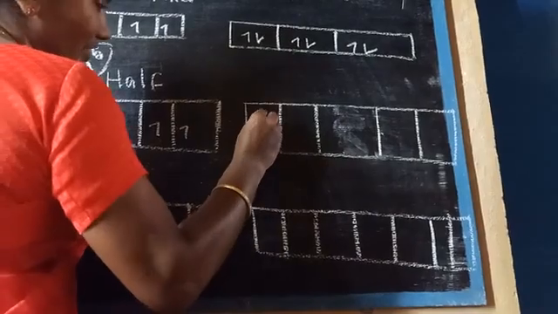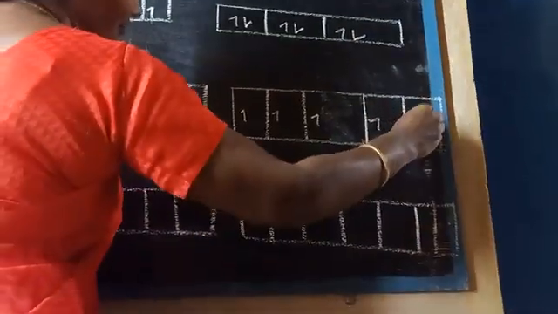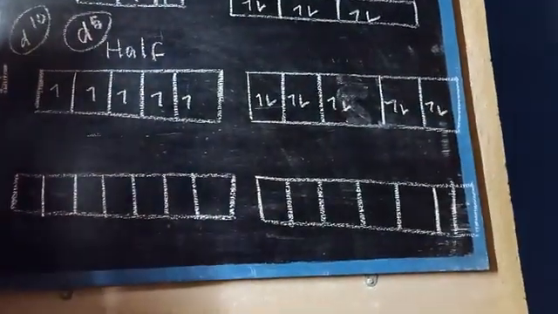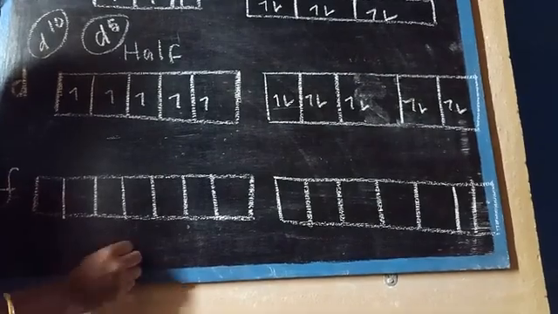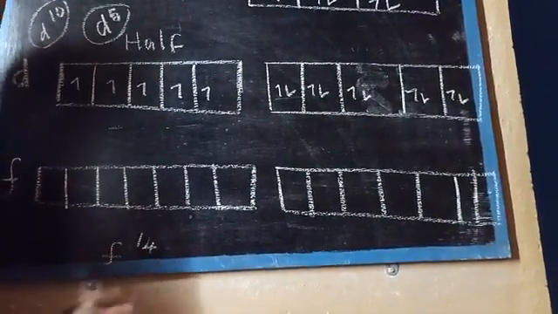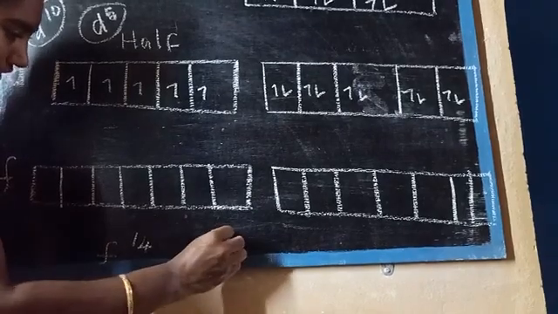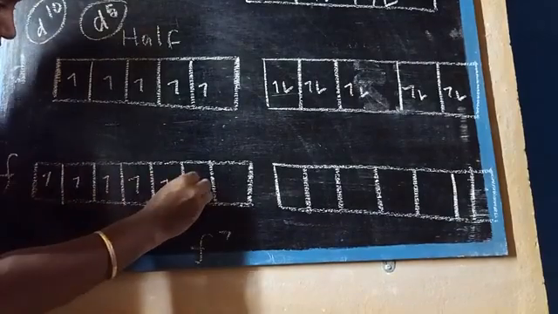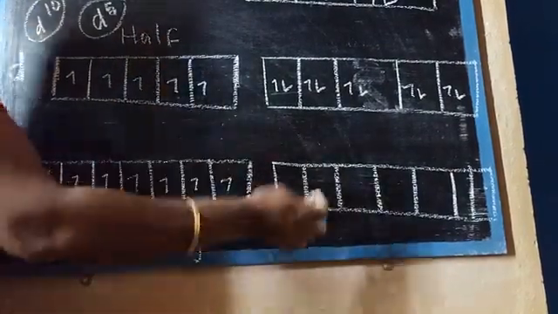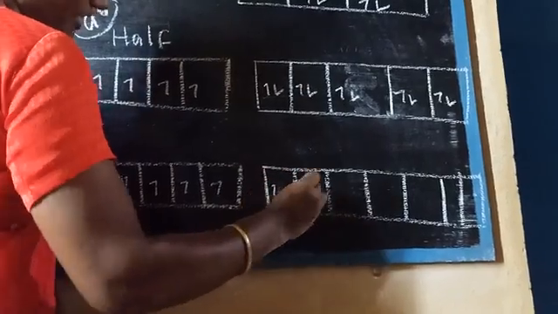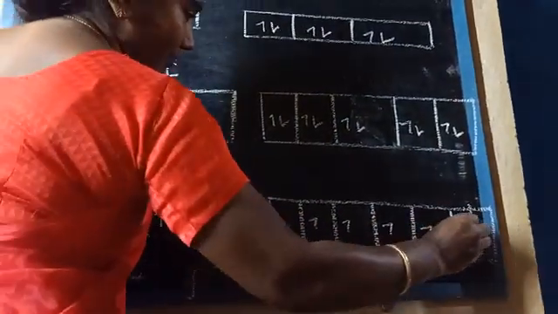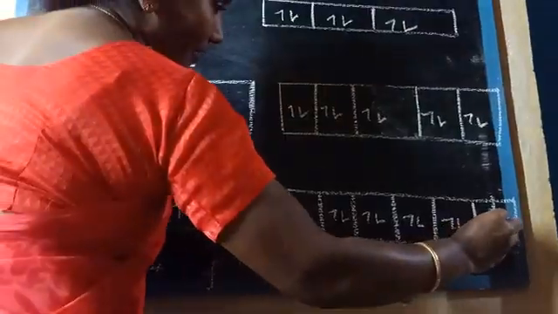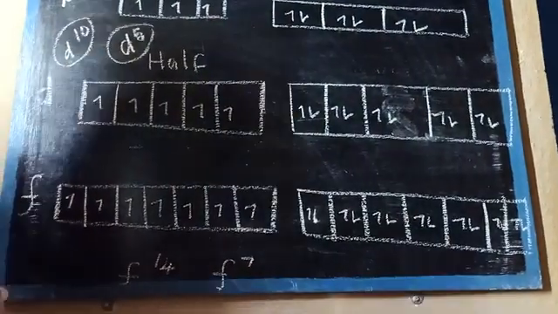If it is completely filled, 1, 2, 3, 4, 5, 6, 7, 8, 9, 10. Okay, f orbital, 14 electrons are possible. So f7 is half filled: 1, 2, 3, 4, 5, 6, 7. Now if it is completely filled, 1, 2, 3, 4, 5, 6, 7, 8, 9, 10, 11, 12, 13 and 14. It is completely filled.